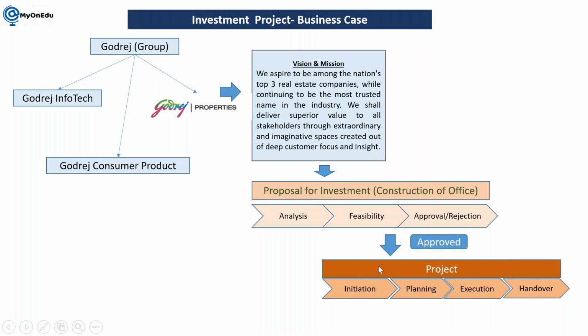So a project will have typical phases: first is initiation, then planning, then execution, and then handover. In between there is one more activity which runs from initiation to handover, that is monitoring and controlling.